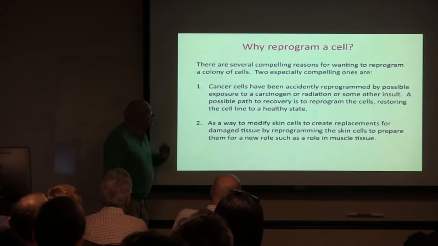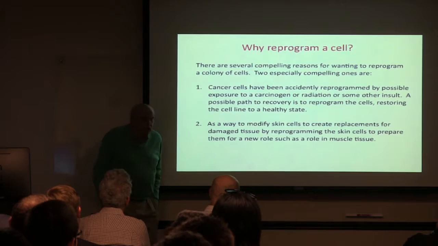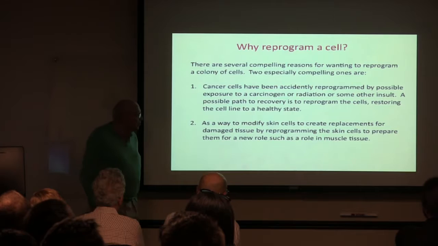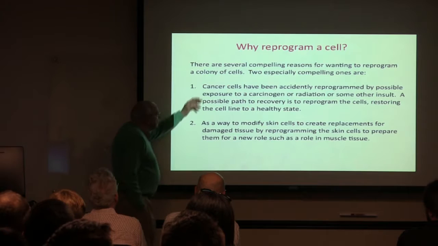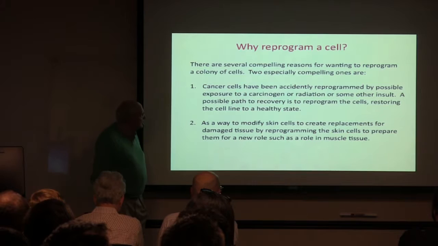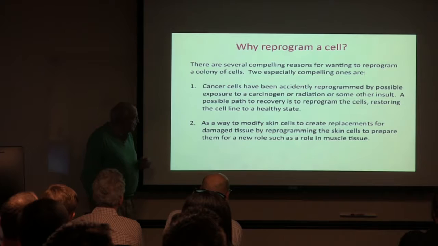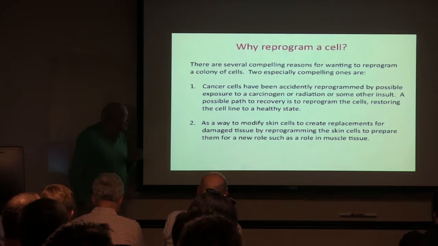So there are a couple of good reasons for reprogramming a cell. What does programming a cell, just at the first cut, mean? What it means is that cells are purposed in the body, and sometimes they get repurposed by exposure to a carcinogen or to radiation or some other insult, and they become cancerous. We might want to change them back to their happier state. That's one reason for trying to reprogram.